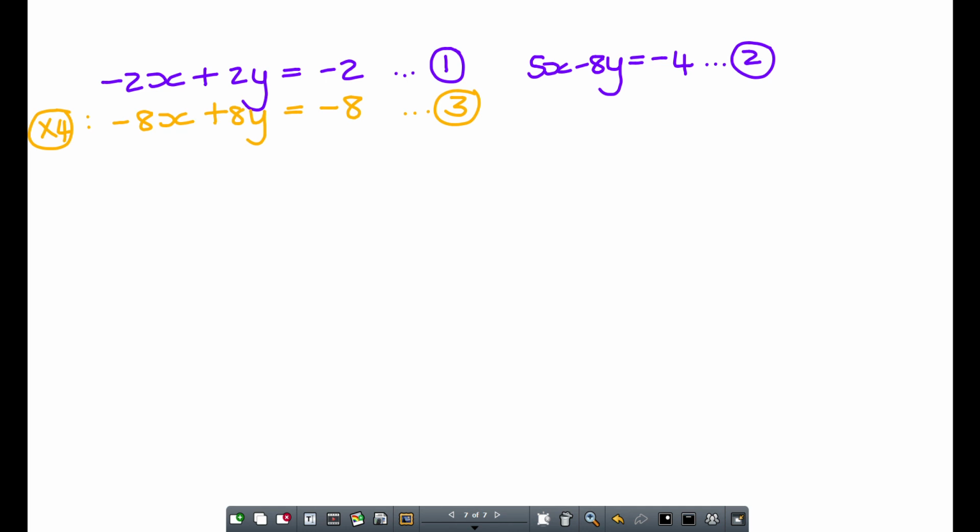Is julle reg? Okay, nou gaan ek sê, ek het 8y en minus 8y. Am I going to add these two or am I going to subtract them from each other? The main goal is to have 0y left. I'm going to add, yes. Want 8y plus minus 8y gaan net wees 8y minus 8y, né? Okay, so I am going to take, let's say, equation 3 plus equation 2.